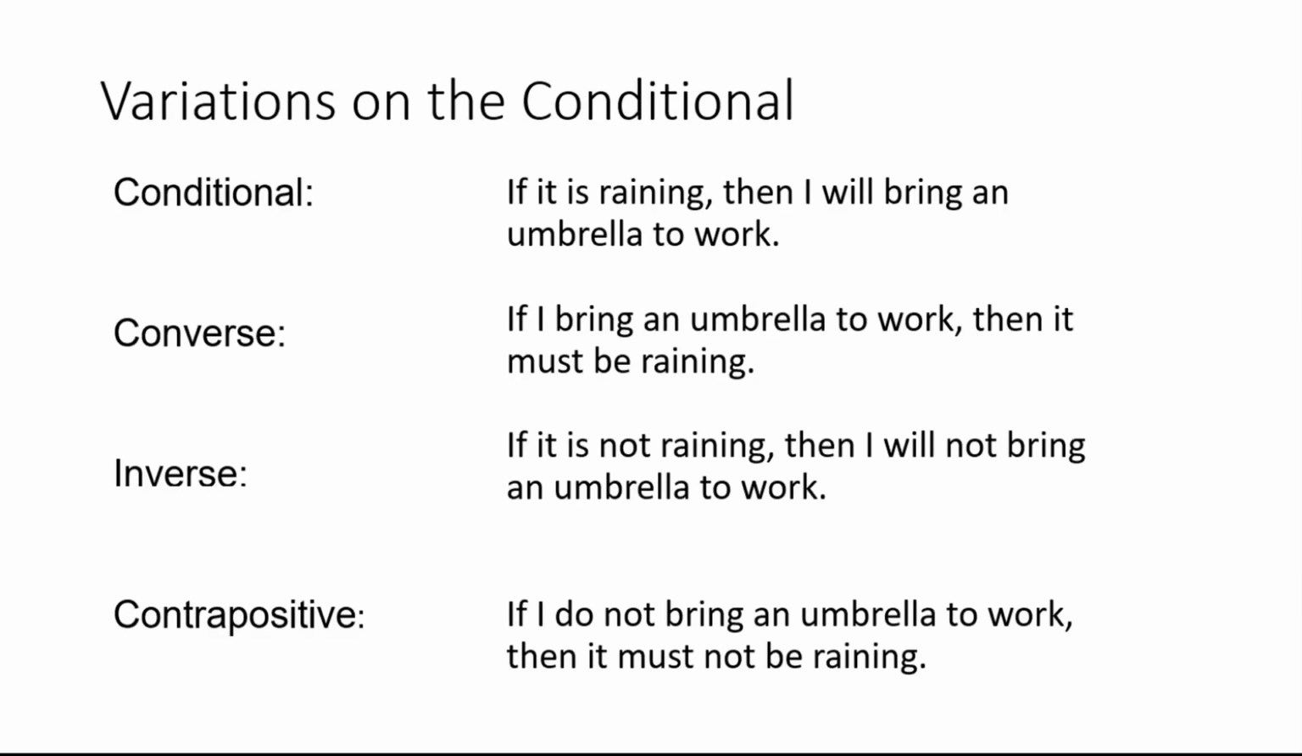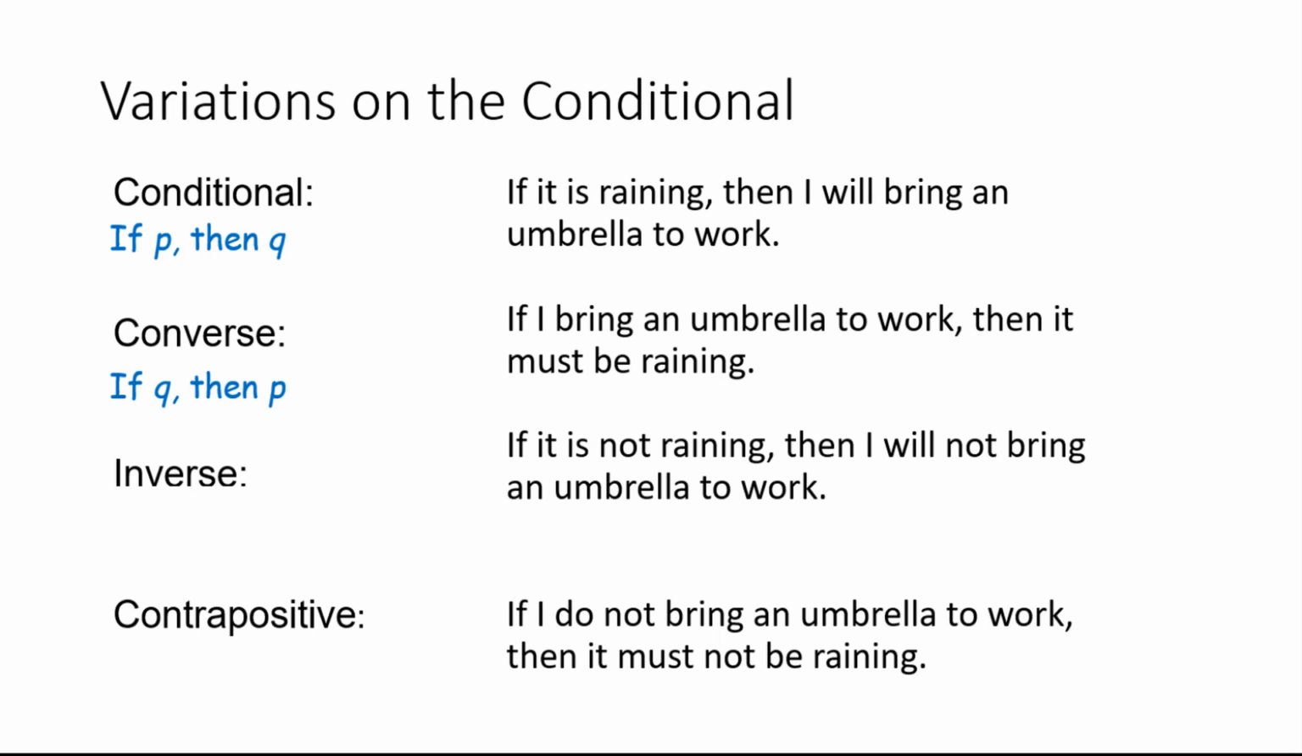We have 3 common variations on the conditional. Consider the conditional, or the implication, if P, then Q. Let's add some context. So for example, if it is raining, then I will bring an umbrella to work. The converse of if P then Q is if Q then P. If I bring an umbrella to work, then it must be raining.